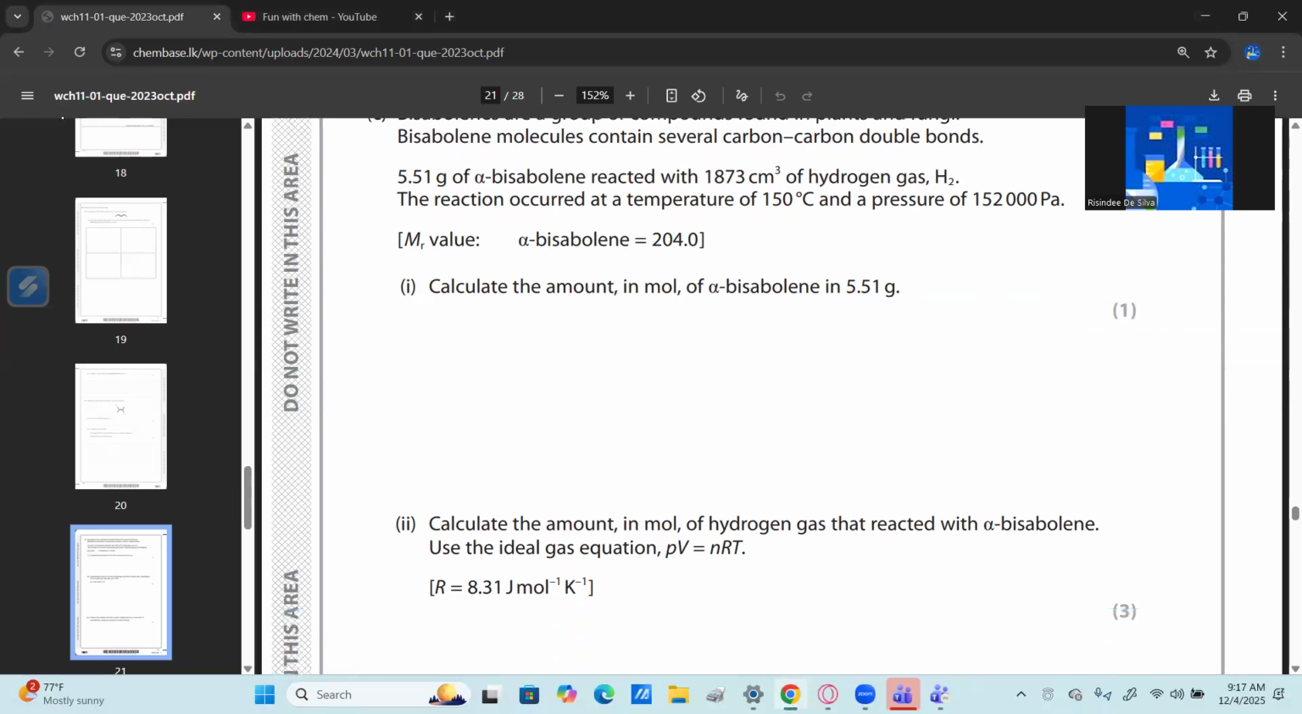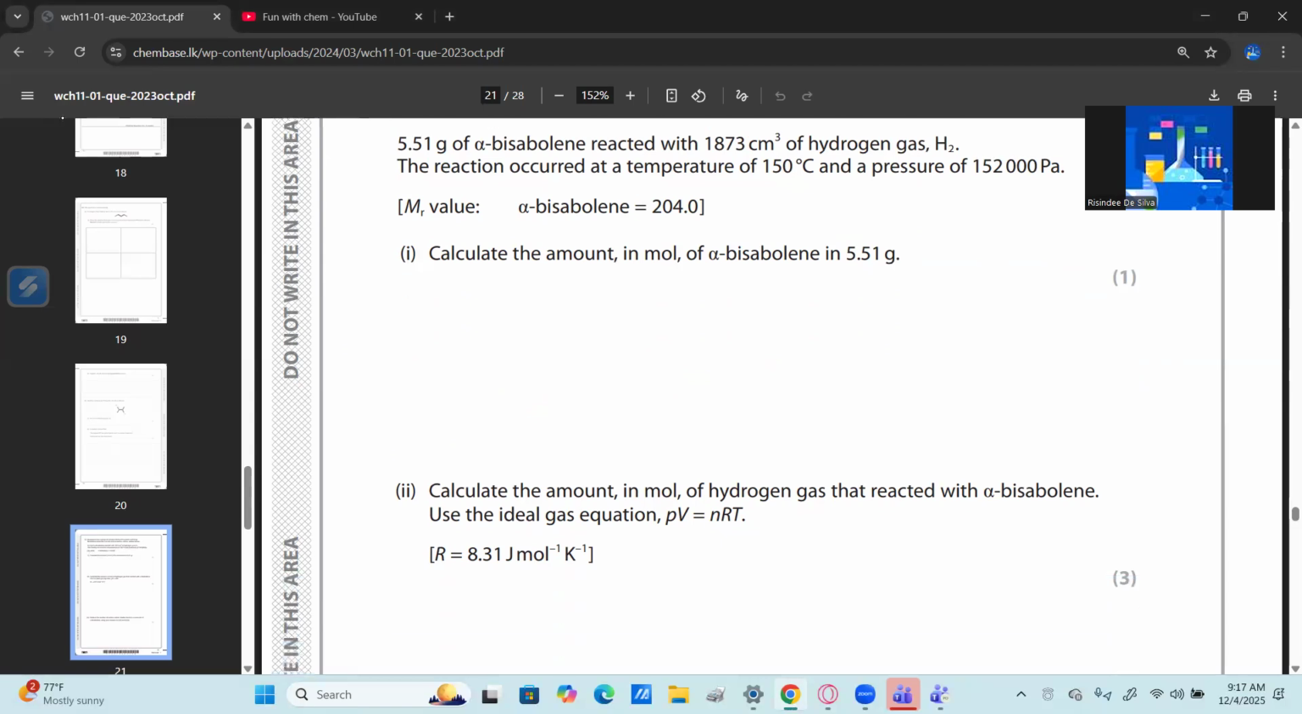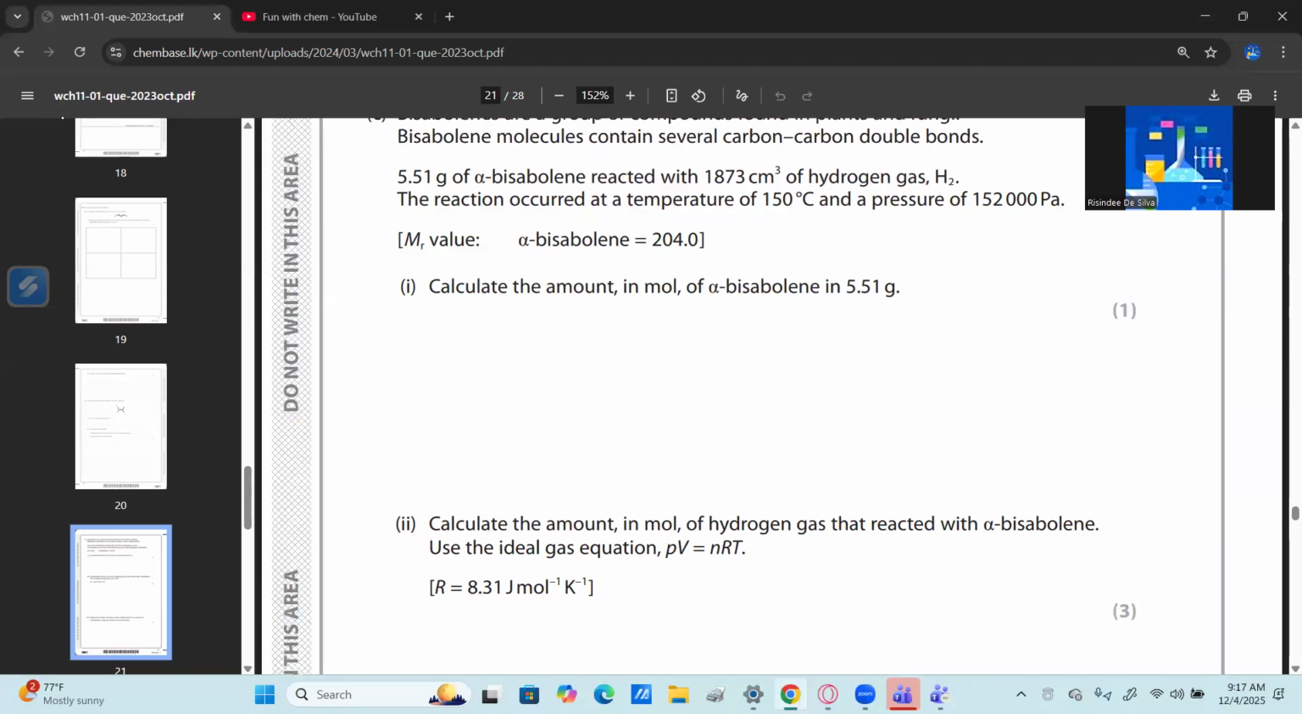Calculate the amount of moles of hydrogen that reacted using the ideal gas equation. So to apply the ideal gas equation, pressure should be in Pascal. It's correct. Volume should be in cubic meters. Here they have given in cubic centimeters, so we need to convert. For these conversions also you are getting marks.